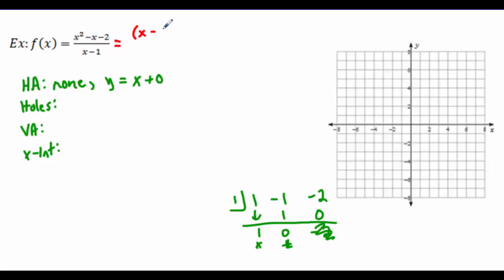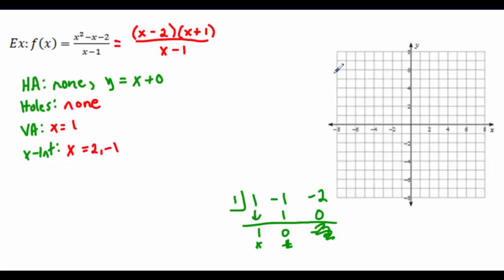And I say what multiplies to get -2, that adds to get -1, which is -2 and +1. Nothing cancels, so there's not a hole. But I set the bottom equal to 0 and get x equals 1 as a vertical asymptote. I set the top equal to 0, and I get 2 and -1.